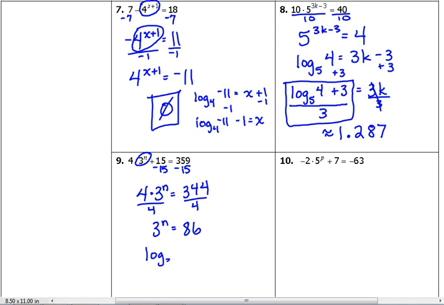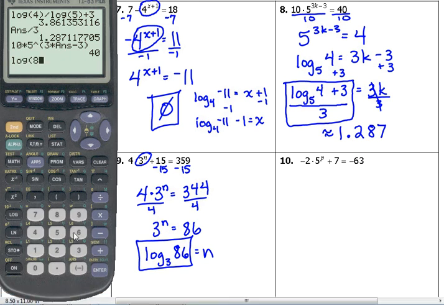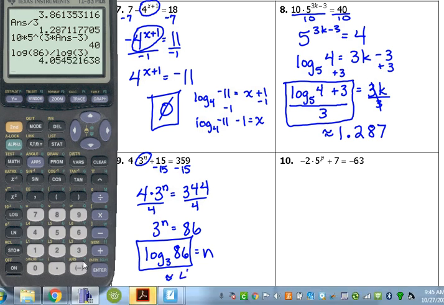So log form, log base 3 of 86 is equal to n. Exact answer. Approximate comes from change of base. Log 86 divided by log of 3. This is approximately 4.055.